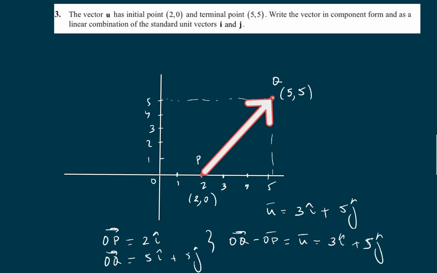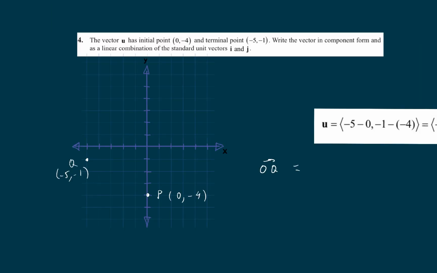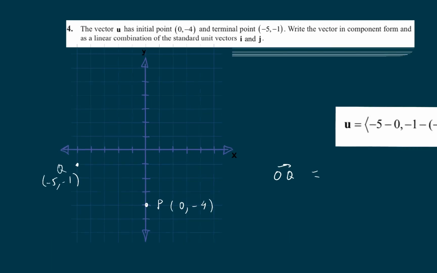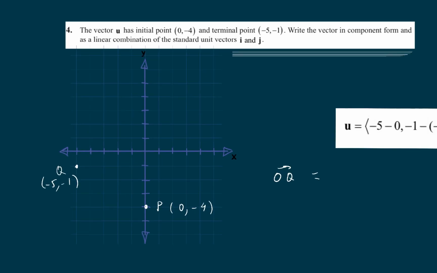Let's go to the next problem. The next problem says the vector u has an initial point 0, minus 4. What is the point P? 0, minus 4 is here. And the terminal point is minus 5, minus 1. What is the point minus 5, minus 1? Minus 1, minus 2, minus 3, minus 4, minus 5, minus 1. This is the point Q.